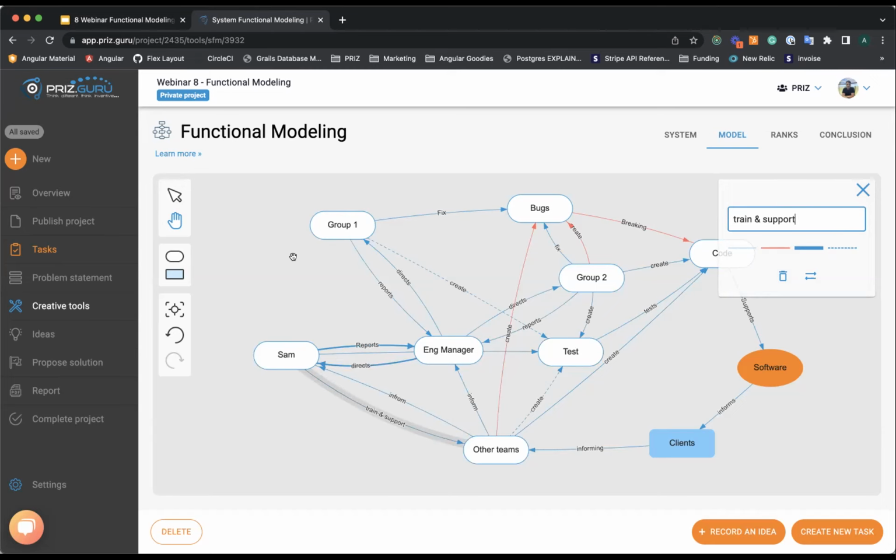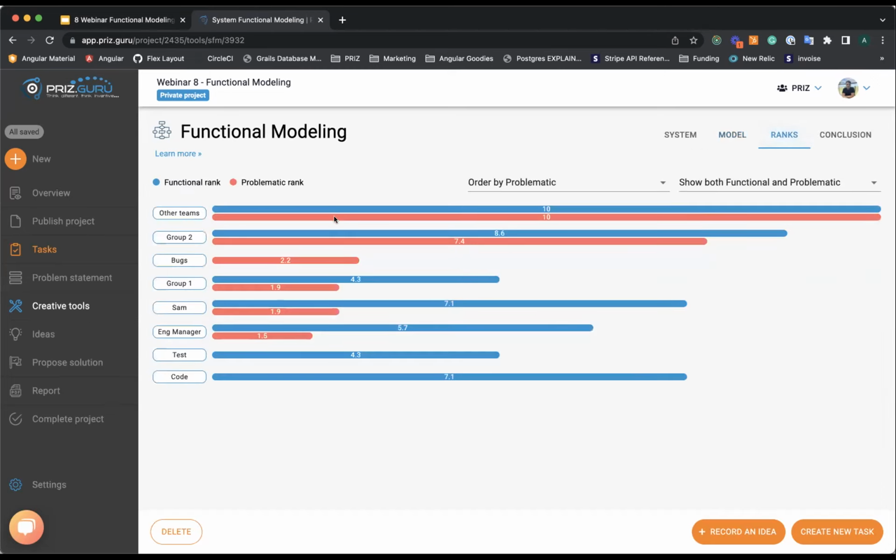Okay. Now, let's look at the ranking, how that improves. All of a sudden, his functional rank didn't improve, but his problematic rank has gone down. And all we did, we actually asked him to do less.